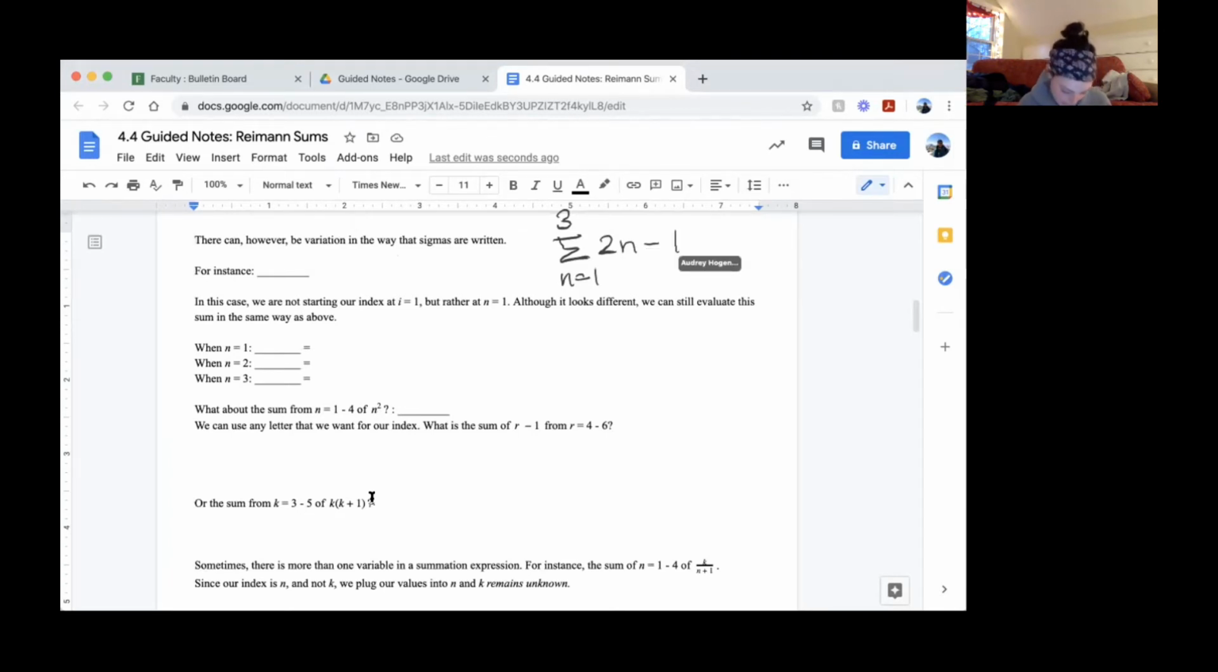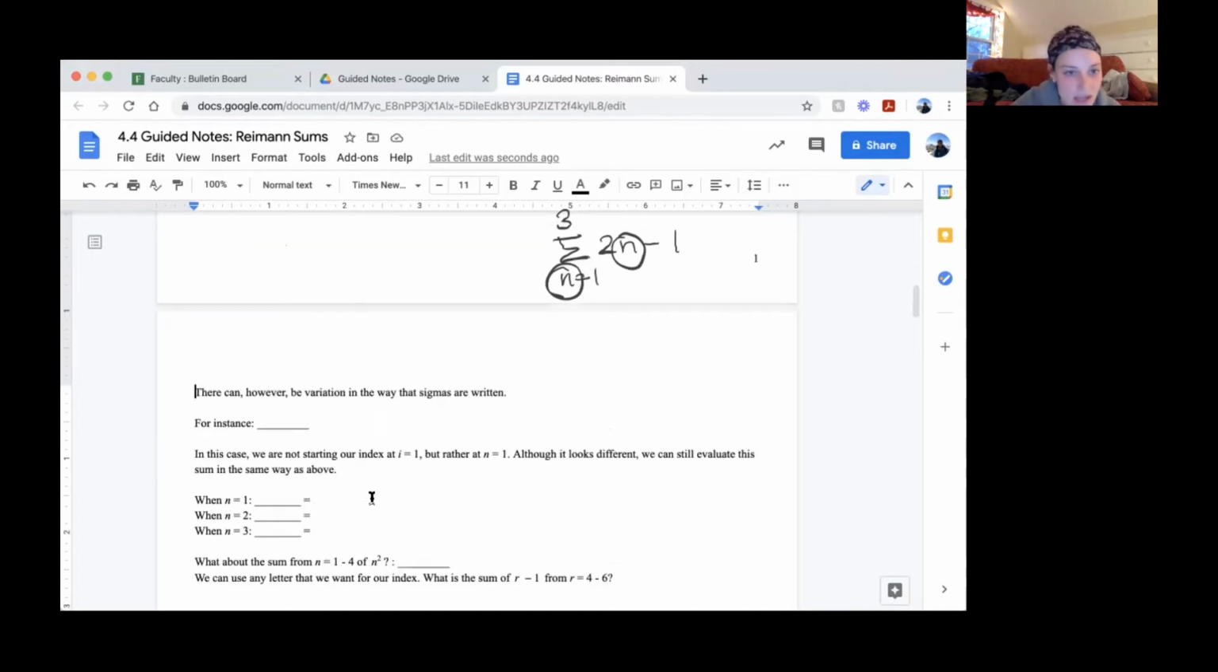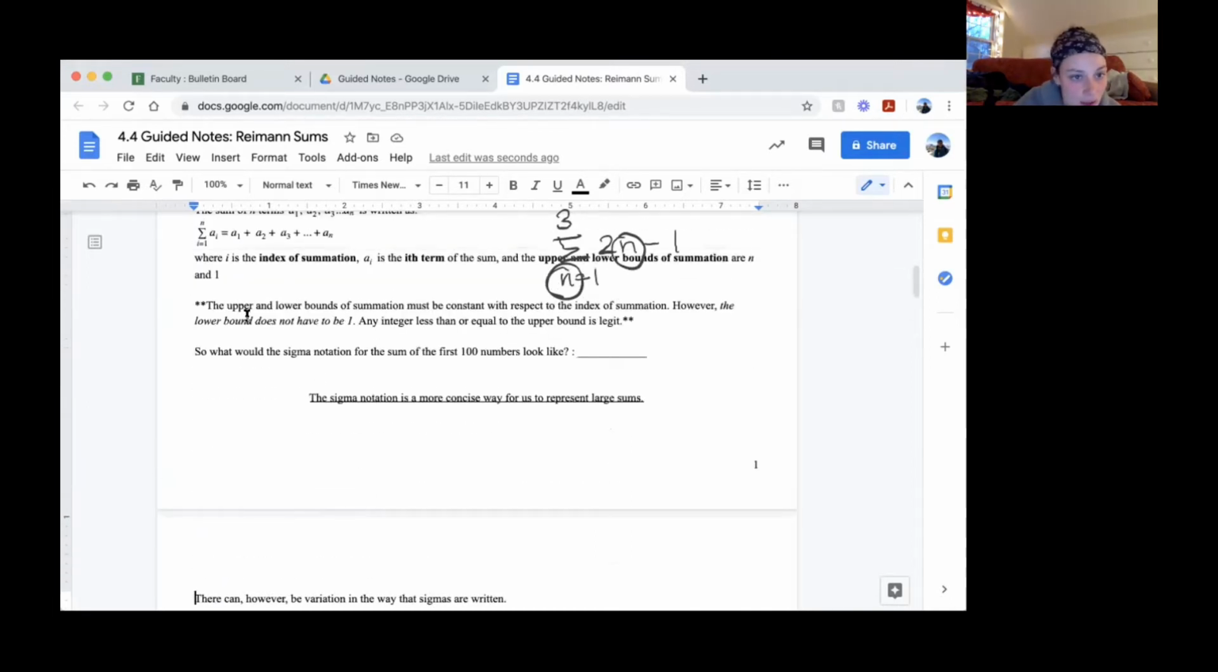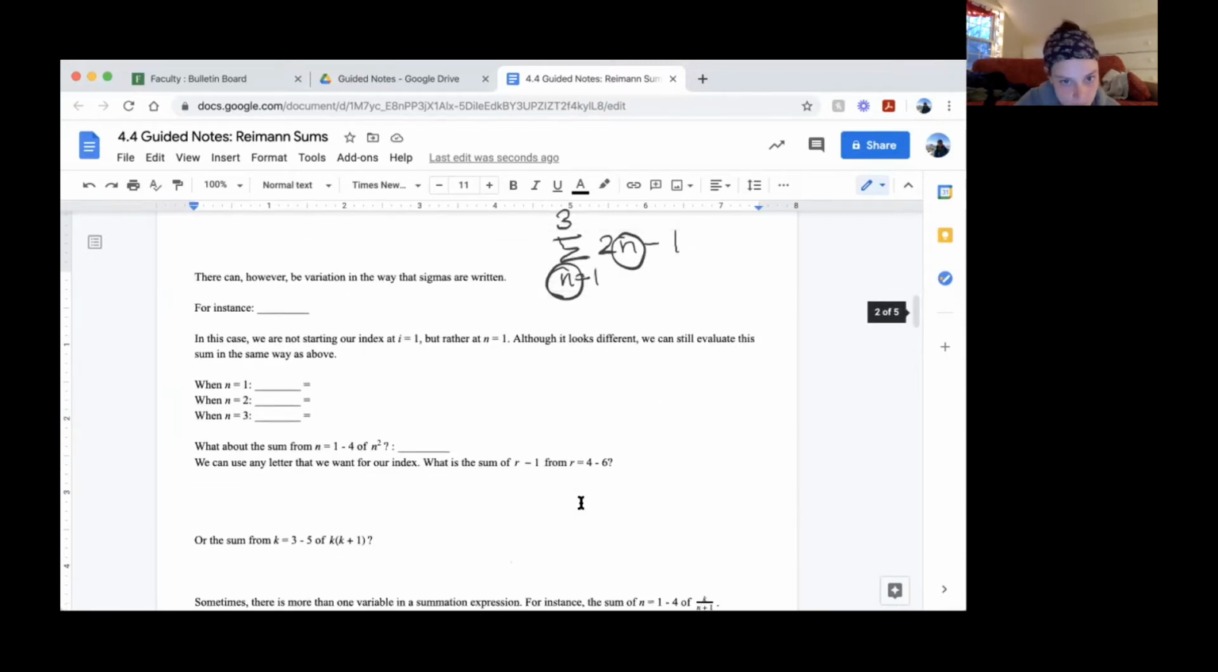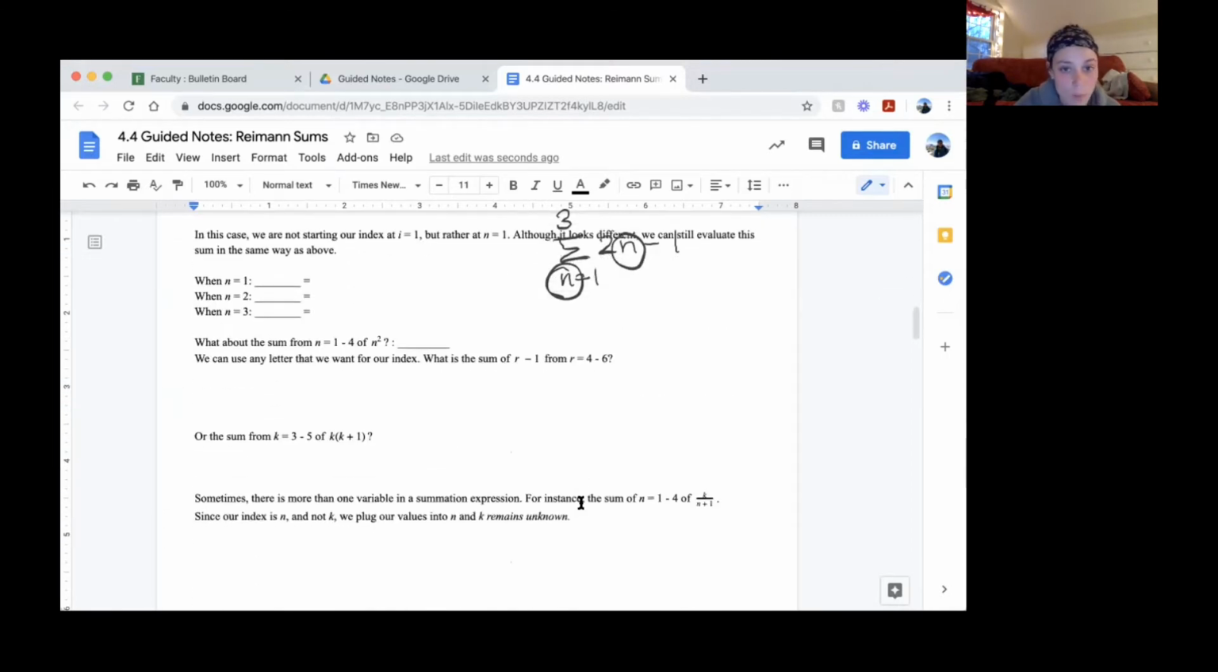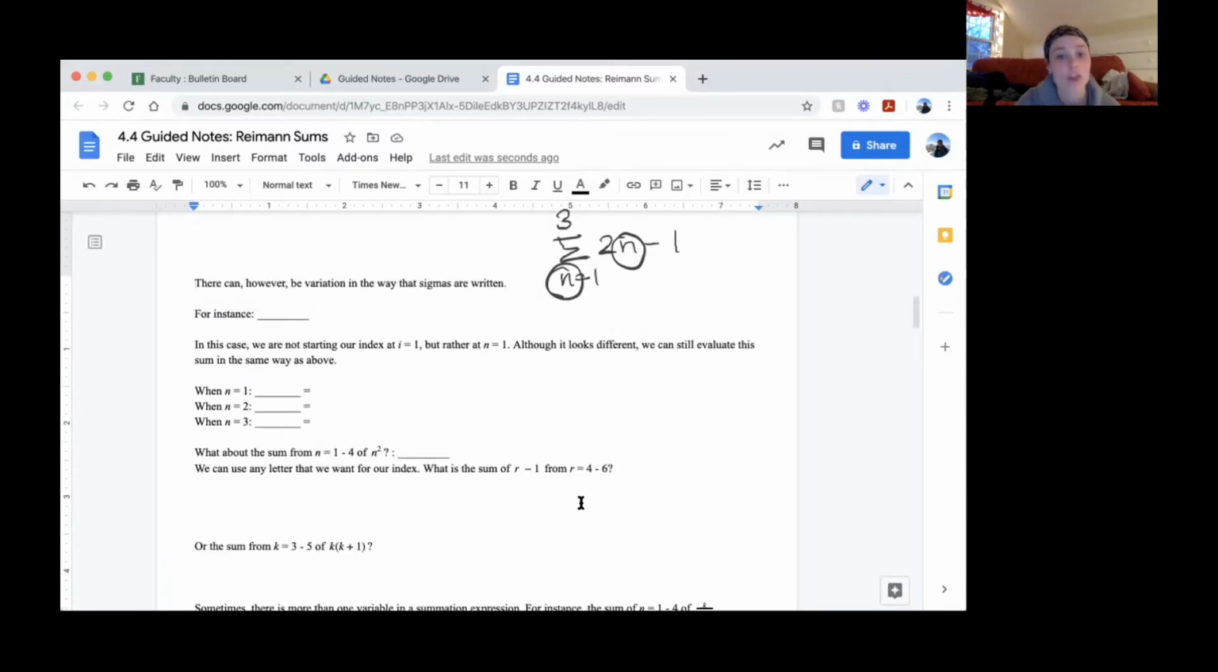In this case, we're not starting our index at i equals 1, but rather at n equals 1. And what it's getting at is that this and this, they got to match, okay? And that's what it was saying up here when we talked about the upper and lower bounds must be consistent with respect to the index of summation. But anyway, we evaluate this in the same way, even though it looks different, okay?